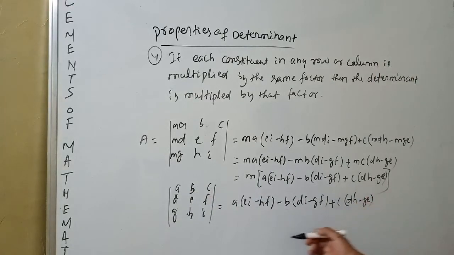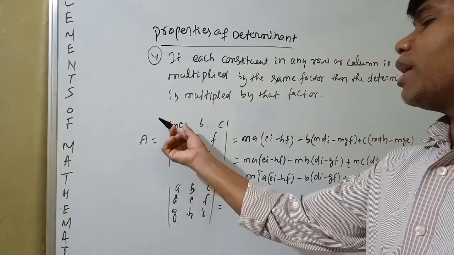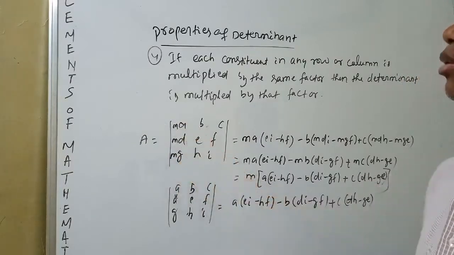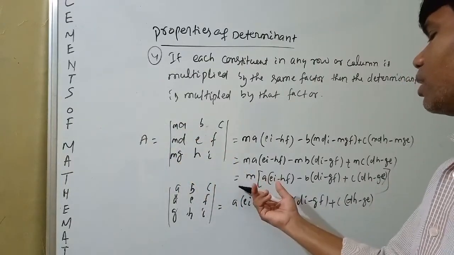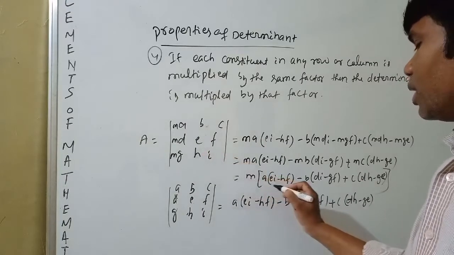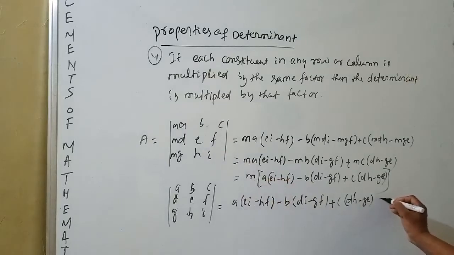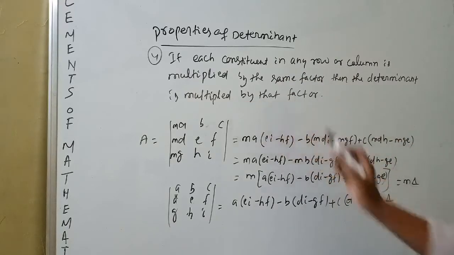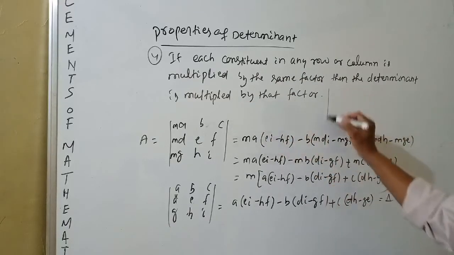That means you observe, if you multiply any row or column by the same factor, then the determinant is multiplied by that factor. Suppose this is equal to delta, then it is M into delta. So if each constituent in a row or column is multiplied by the same factor, the determinant is multiplied by that factor.